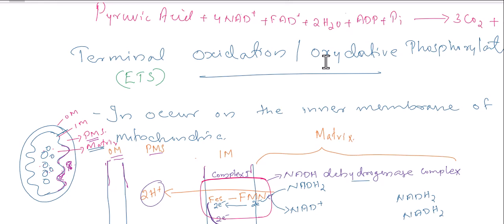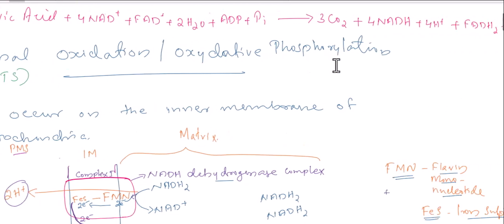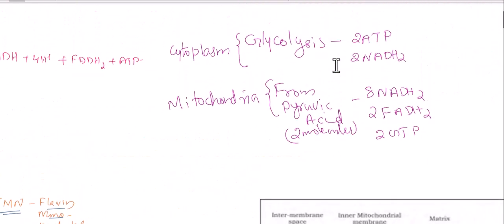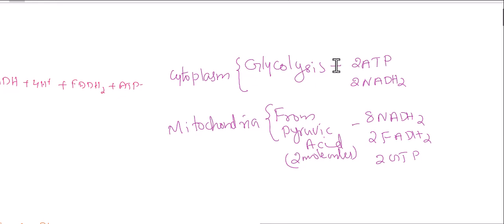What is its significance? For what purpose is this reaction going on? So we can see, in aerobic respiration there are mainly 3 different steps. The first step is glycolysis, the second is the Krebs cycle, and the third one is terminal oxidation. So these are the 3 steps.